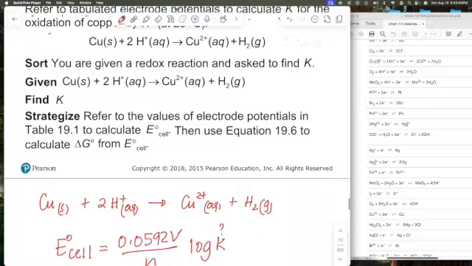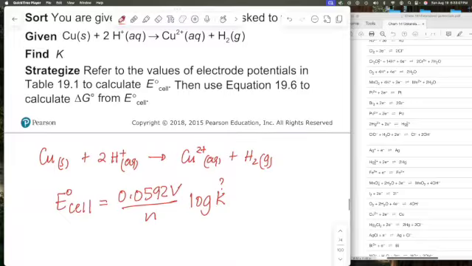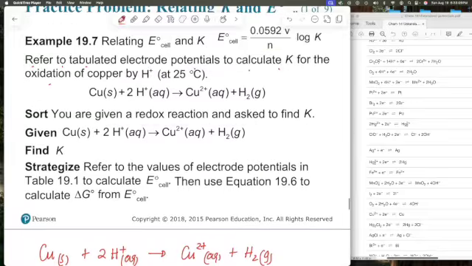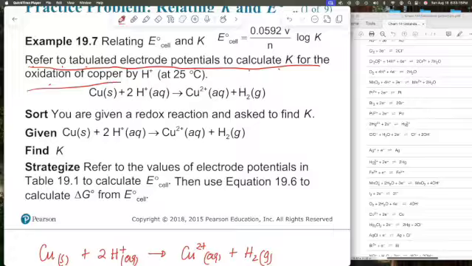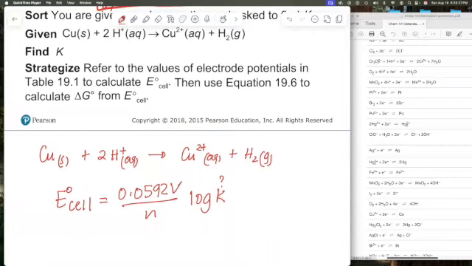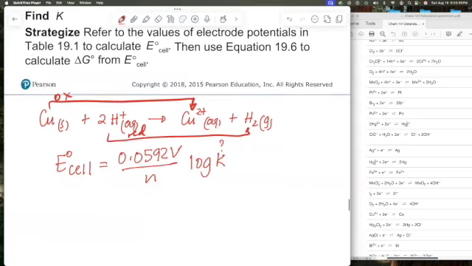Okay. Moving on to this problem right here. It says, refer to tabulated electrical potential to calculate K for the oxidation of copper by hydrogen ion. So we're looking at copper undergoing oxidation, right? This is obviously undergoing reduction. So let's see how this plays out. You can tell here what's undergoing oxidation is copper. What's undergoing reduction is hydrogen. And this is the equation we're using, right? Because that's what works out.